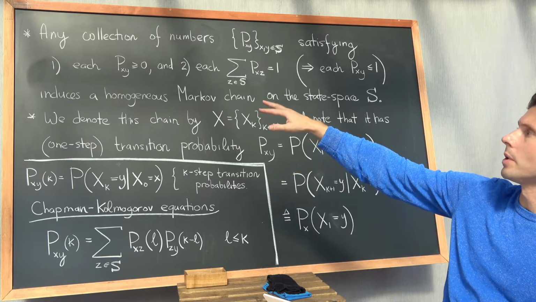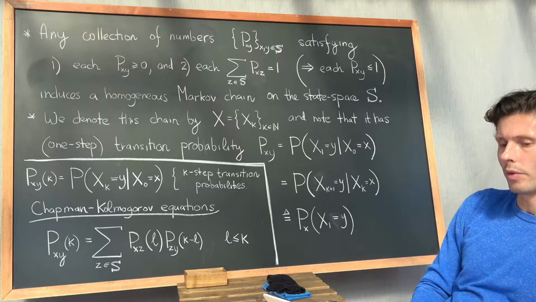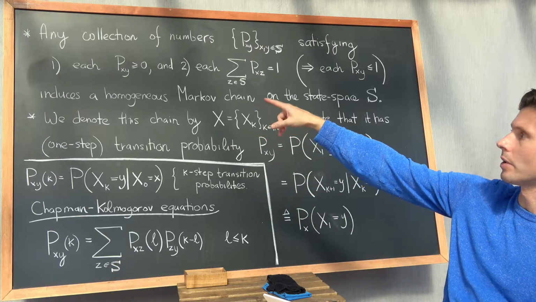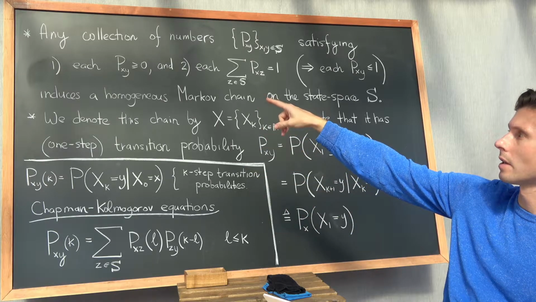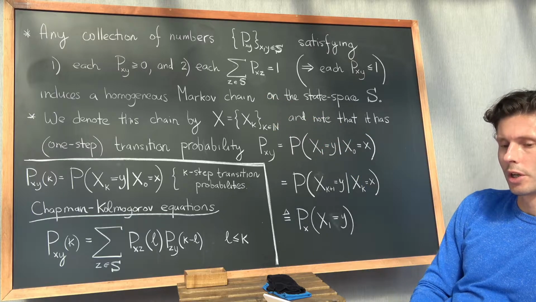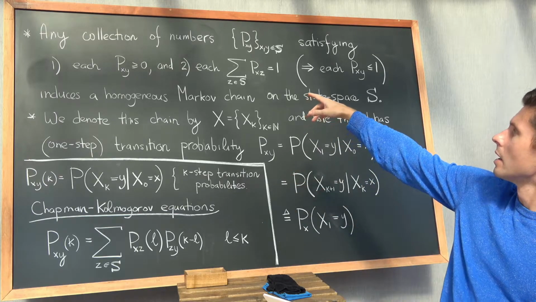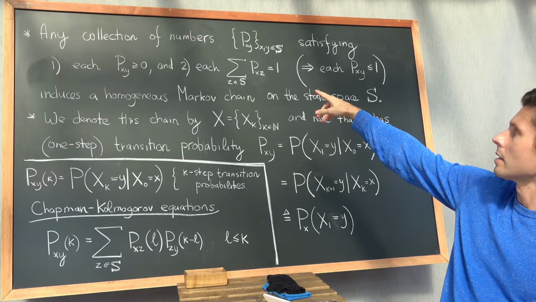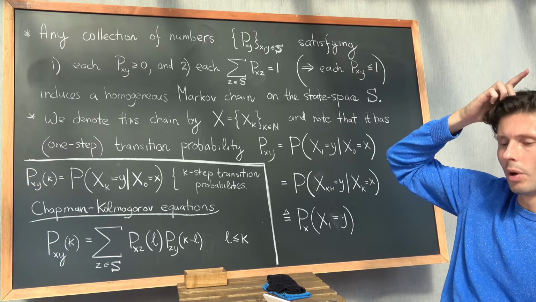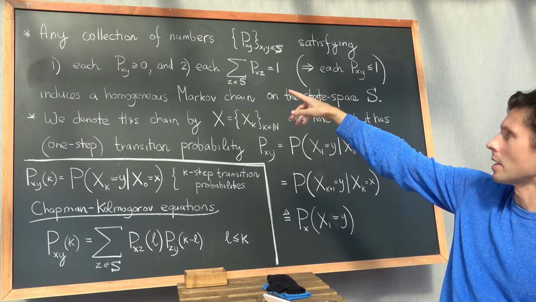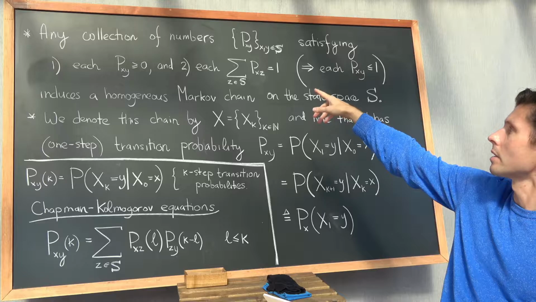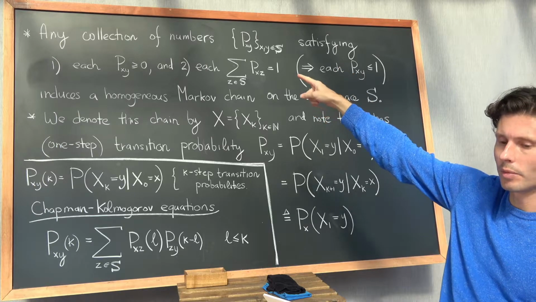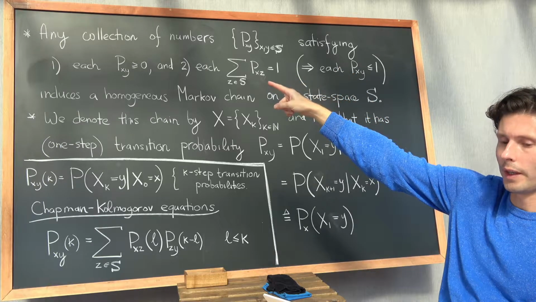And one of them is that pxy is greater than or equal to 0. So every single one, and I say each, because for every x, y in S, I want that to be true. So each pxy is greater than or equal to 0. And the second condition is that summing up over the second coordinate of P, so summing up over the y, and keeping x the same, I want that sum to always be 1. And I say each again because that's got to be true for every single x, right? No matter what x I plug in, I want that sum to be 1.